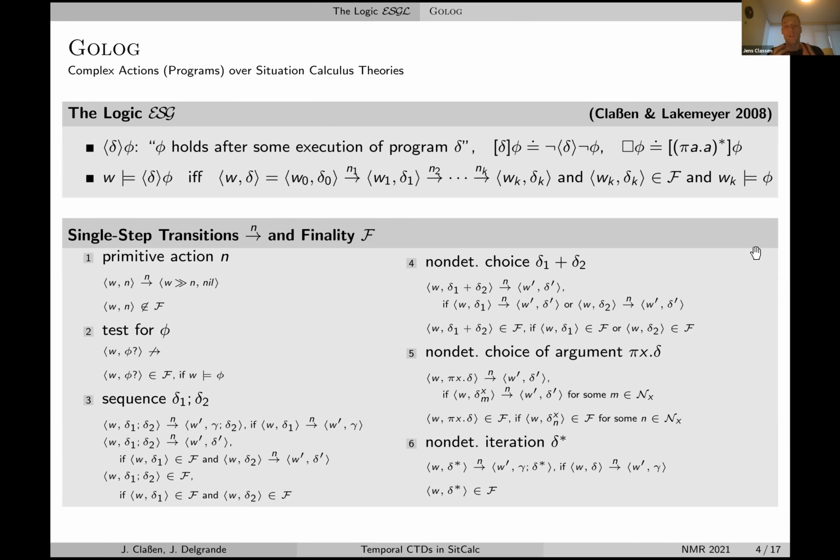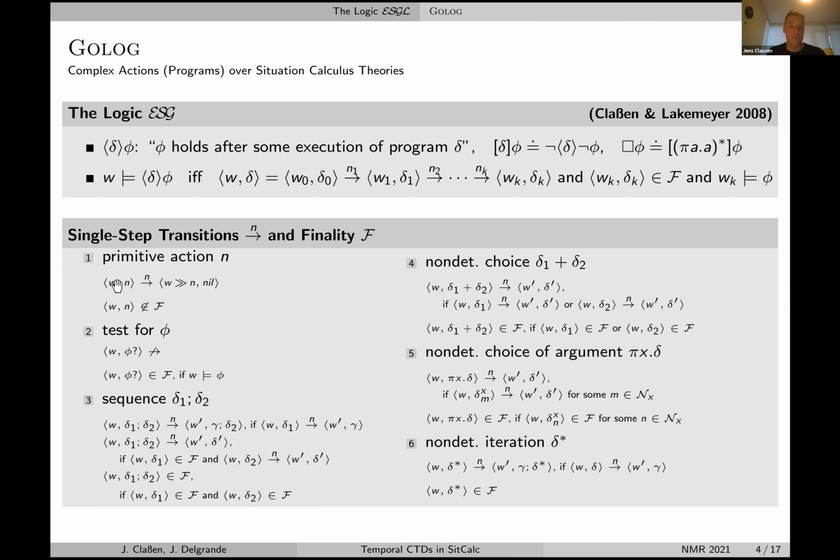And so programs can consist of these different constructs. So we have an action algebra where we at the very least have primitive actions, we have tests for formulas, we have sequence, and we have these non-deterministic constructs. And so basically there are rules that define when these single-step transitions are possible and when a configuration involving a certain program is considered final. And these are listed here, so please don't read them all, but just to give you an idea.